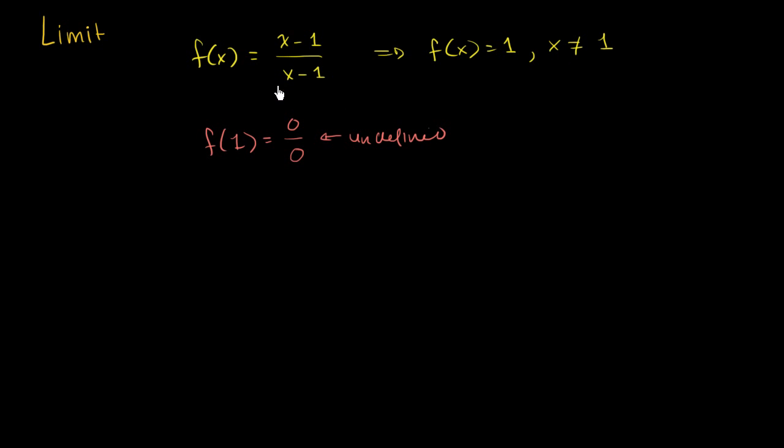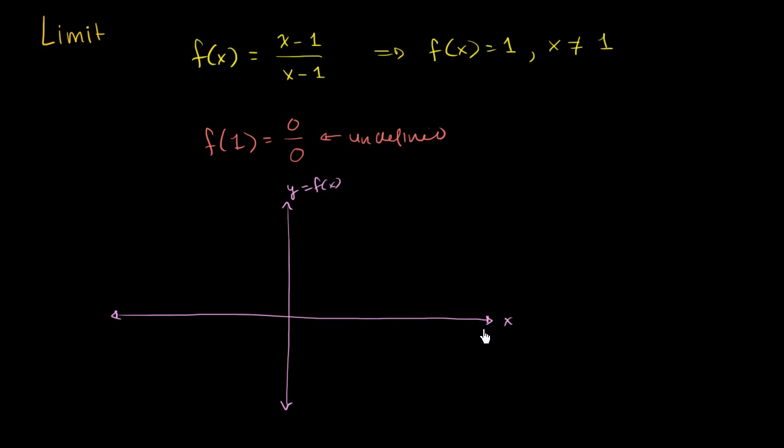So how would I graph this function? So that is my y is equal to f of x axis, and then this over here is my x-axis. Let's say that this is the point x is equal to 1. This over here would be x is equal to negative 1. This is y is equal to 1 right up there.